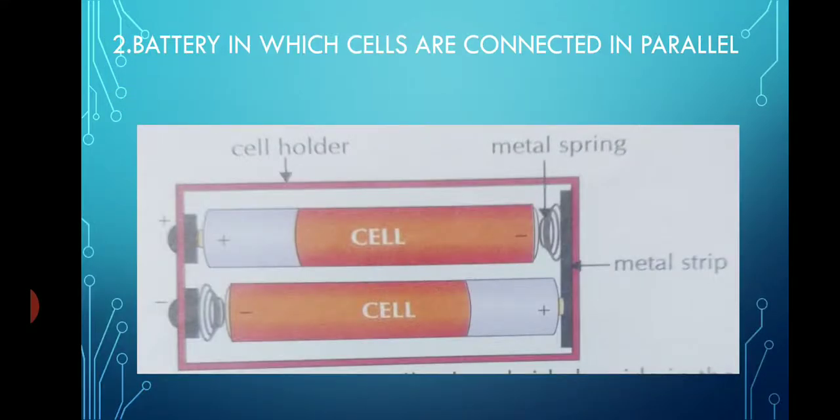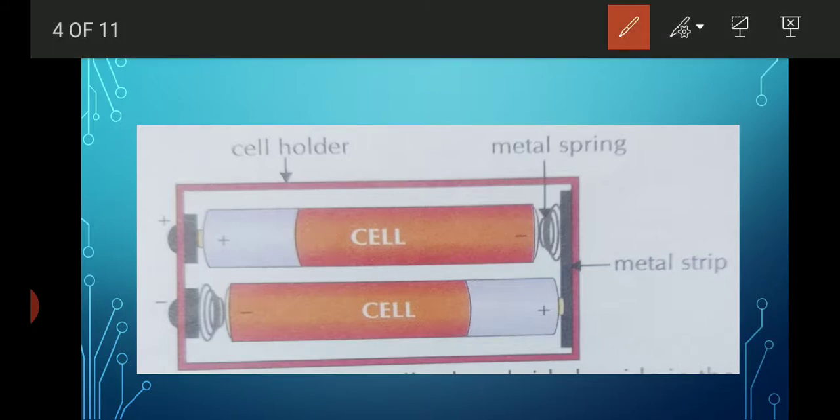Similarly, in many devices, the cells are not placed one after the other. For example, in a TV remote control, the two cells are placed side by side in a cell holder to make a battery. In this case, the positive terminal of one cell is connected to the negative terminal of the other cell, through the metal strip in the cell holder of the TV remote. In this way, the cells are connected in series.